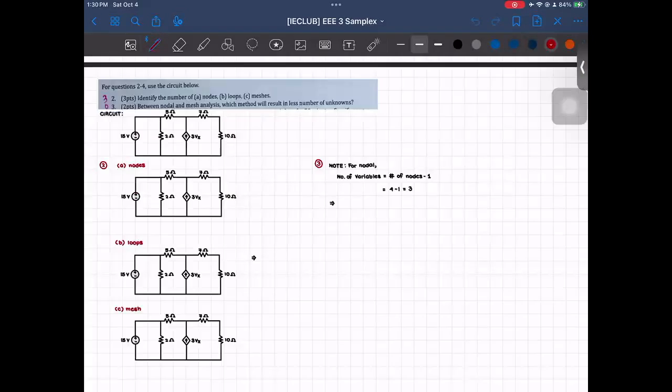So now let's move on to questions 2 to 4. For number 2, that's to identify the number of nodes, loops, and meshes. And then the third question is between nodal and mesh analysis, which method will result in a lesser number of unknowns? So for number 2, let's first look into the number of nodes.